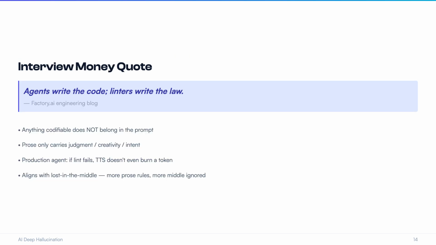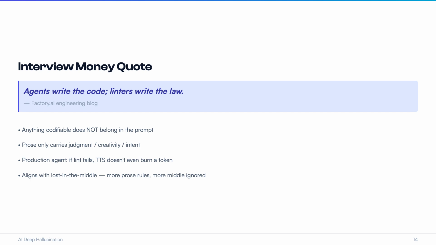Quote time, straight from Factory's engineering blog: agents write the code, linters write the law. Anything you can codify does not belong in the prompt. In our production agent, if lint fails, the TTS doesn't even burn a token. This aligns with the old lost in the middle problem. The more rules you stuff into a prompt, the more the middle ones get ignored. Codifying them makes it stable.